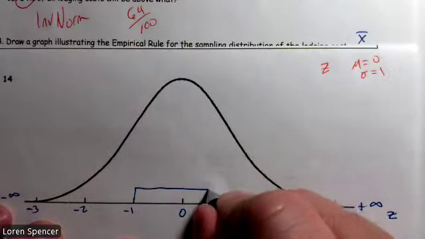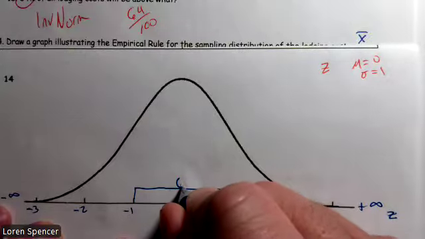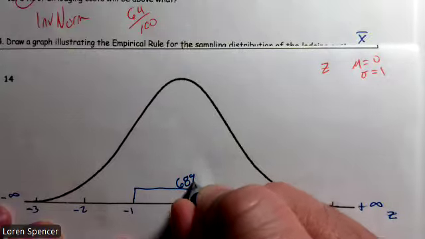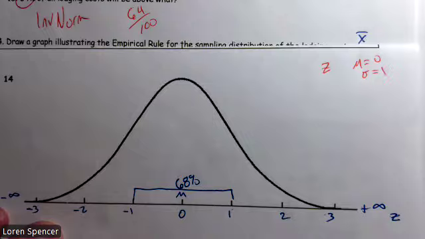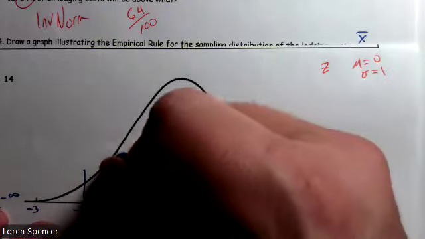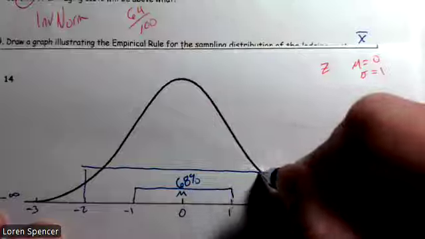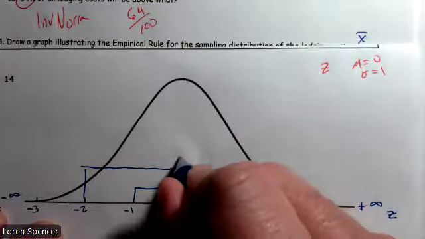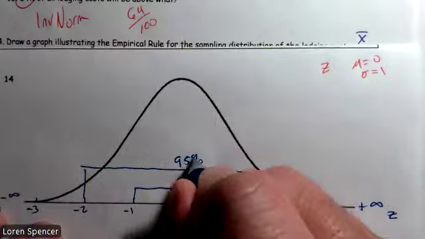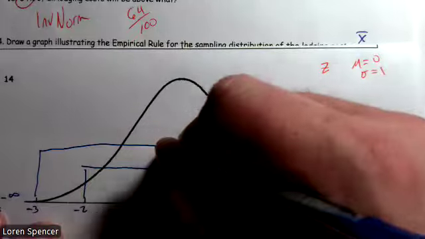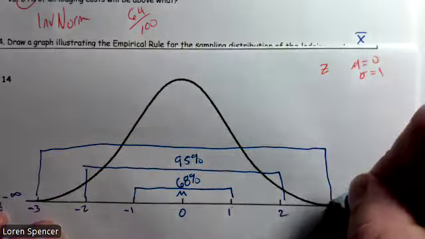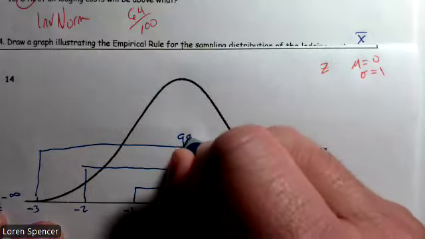Plus or minus 1 standard deviation for all normal curves is 68%. And we're centered about the mean. Plus or minus 2 standard deviations, 95%. Plus or minus 3 standard deviations, 99.7%.